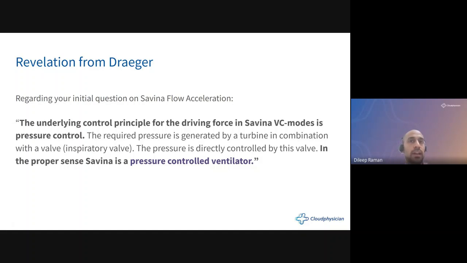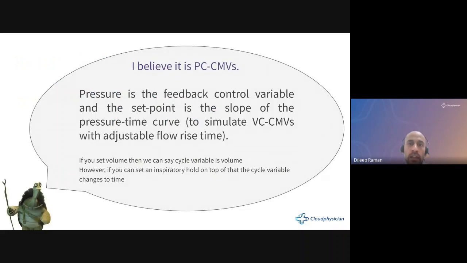And we would not have recognized that it is PC until we went into the depths of the waveform and broke it down bit by bit, like how the Ventround's platform and the format suggests. So you need to go into the tag, into the control variable, what the control variable should look like, and only then you'll be able to reveal this fact. So back to the professor, he's like, this is looking like a PC-CMV and not a VC-CMV. And pressure is the feedback control variable here that simulates the external appearance of VC.